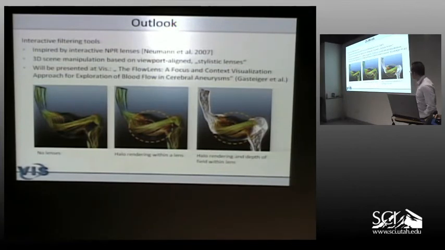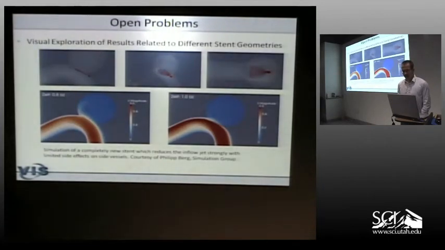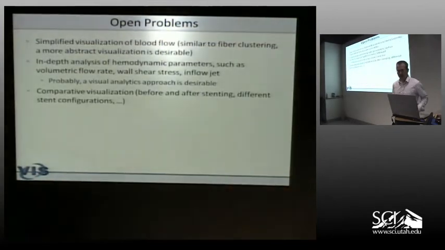This is a shameless plug for Rocco's talk at the VIS conference next week, where this flow lens will be explained in more detail. And just one very recent result from our simulation group, they came up with a new stent they have virtually developed and tested, and could show that this stent is very well suited to treat this aneurysm. But for these kinds of experiments, we have so far no really good visual support. It would be necessary to come up with good comparative visualizations of different stent geometries and their results.